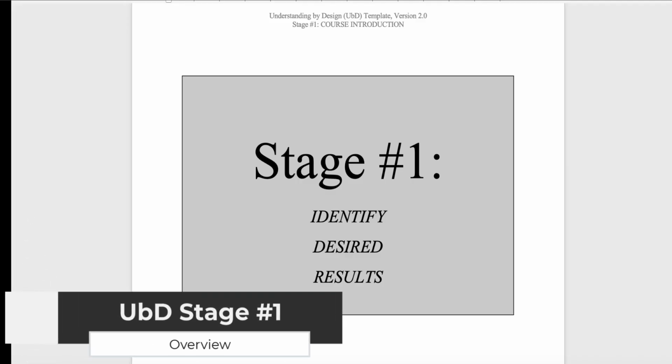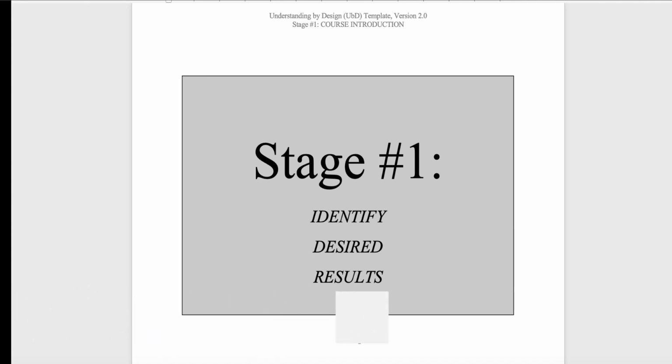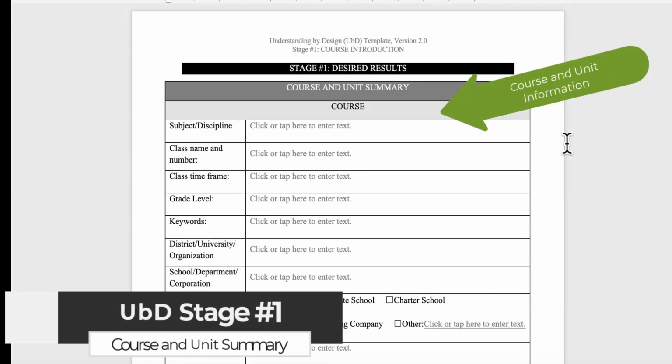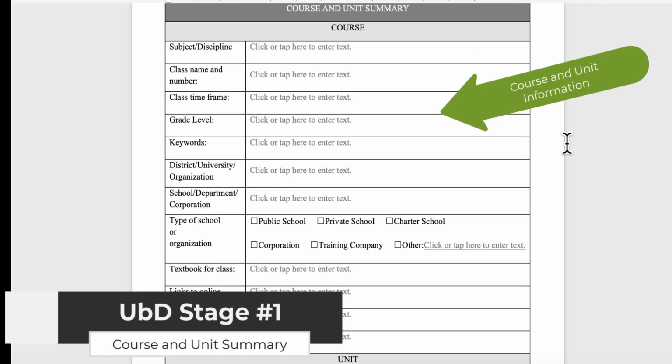This is Jennifer Prasad. Today we're going to be looking at the Understanding by Design, UbD, template for Stage 1. And Stage 1 is all about identifying desired results. So we're going to first start off with our course and unit summary.